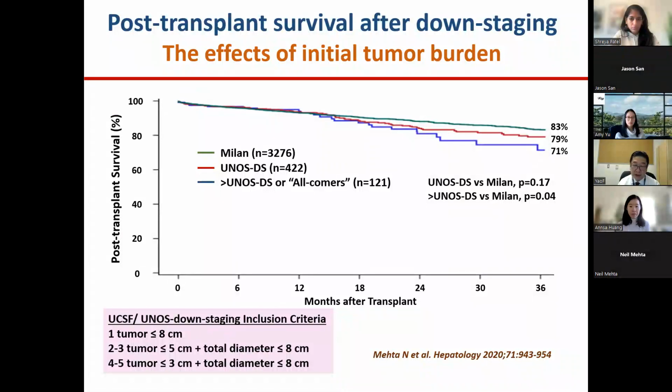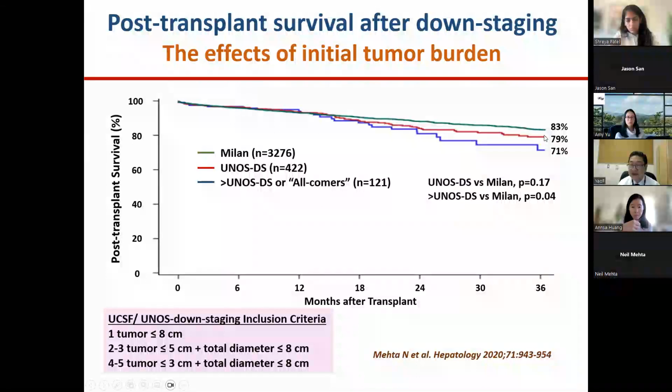In terms of how these patients do after liver transplantation, the data are very limited. This is an analysis of the UNOS data. You can see that the 3-year survival is similar between the groups within Milan from the outset and those successfully downstaged to Milan using the UNOS criteria, and then somewhat lower at 3 years survival for the all-comers group.